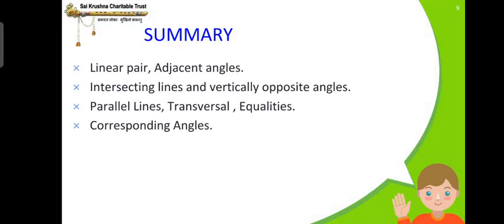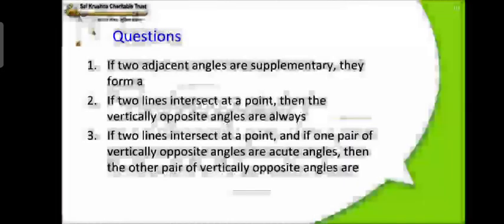Okay? Summary. So what did we study in today's class? We have studied the linear pair, adjacent angles, intersecting lines and vertically opposite angles, parallel lines, transversal, equalities, corresponding angles. So let's look at the questions.